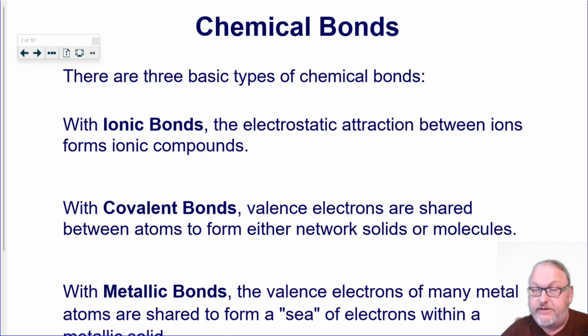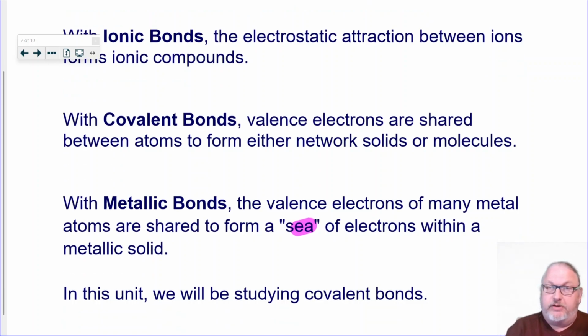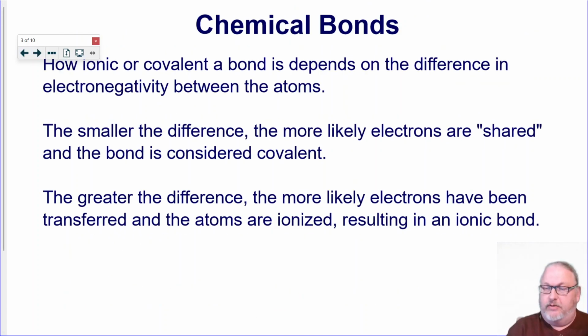Then we also have metallic bonds. We call these metallic bonds. Now the valence electrons, they're in metals, right? Many metal atoms share these electrons across all the other atoms, and we call that a sea of electrons. A sea of electrons in metallic solids. So, of course, in this unit we're going to be looking at covalent bonds.